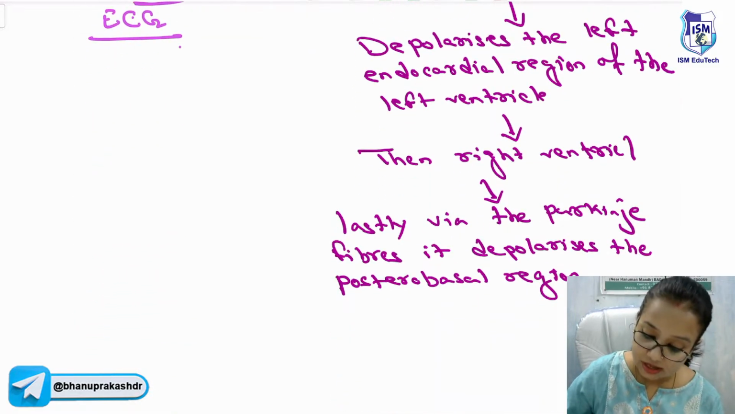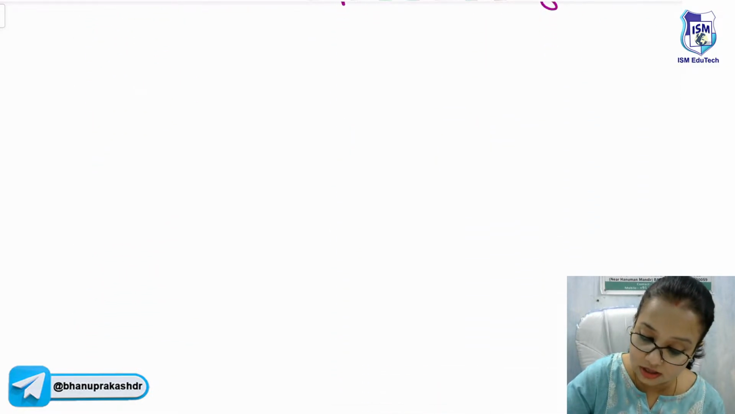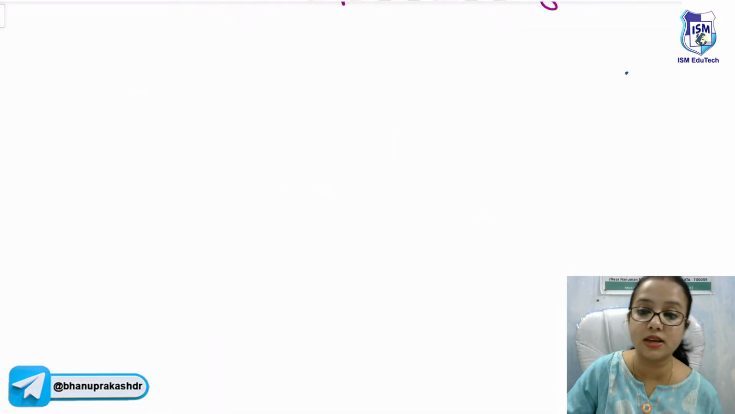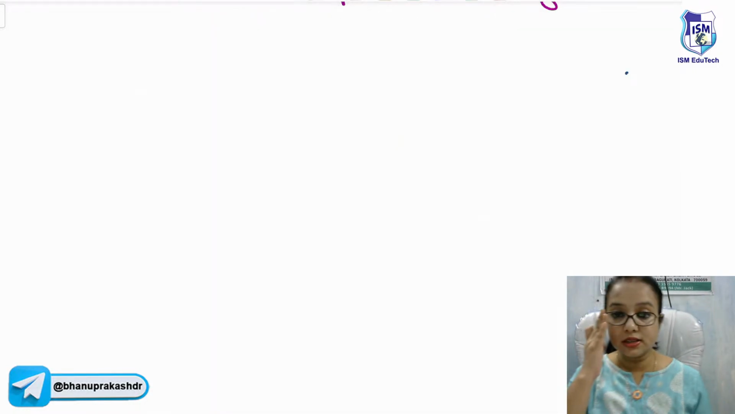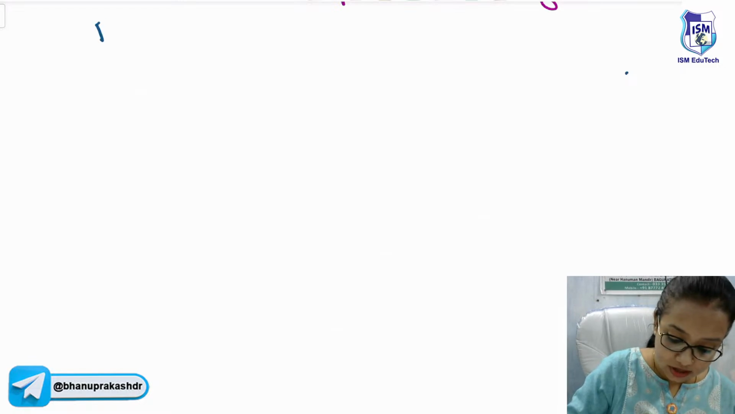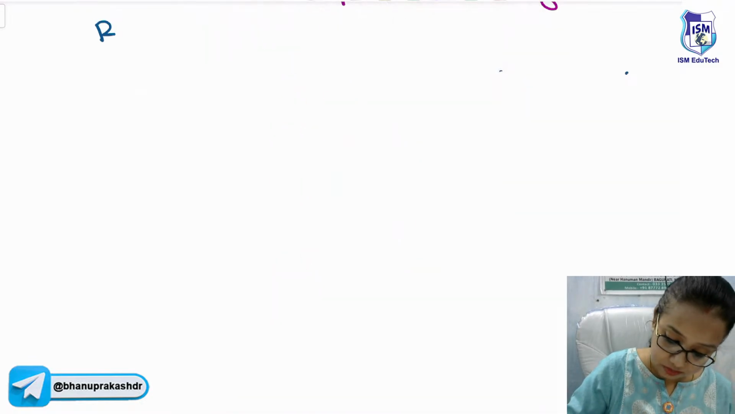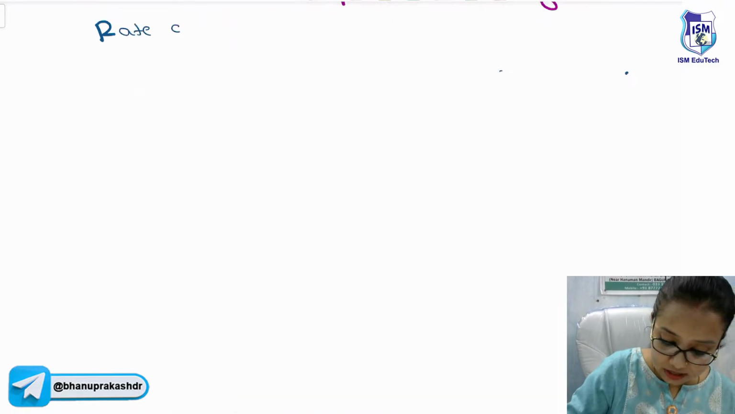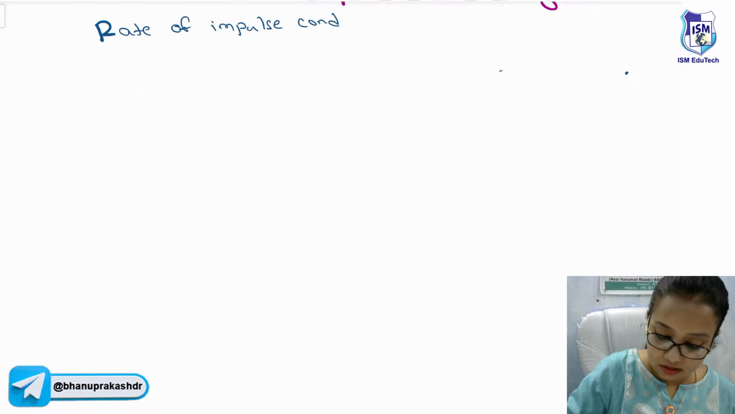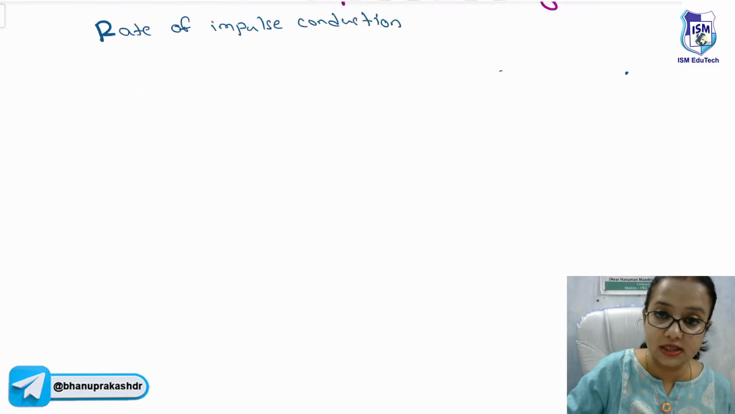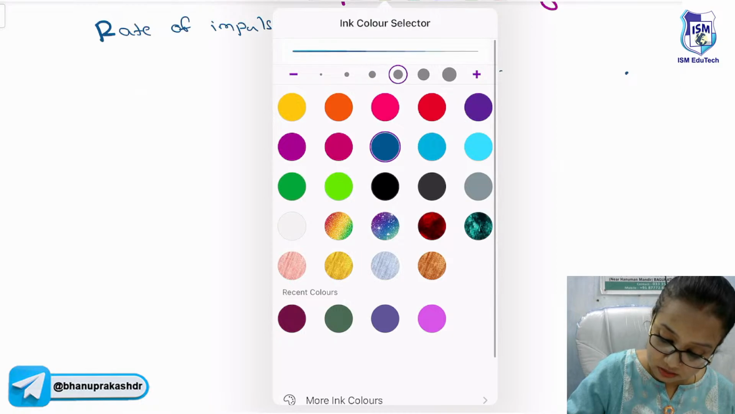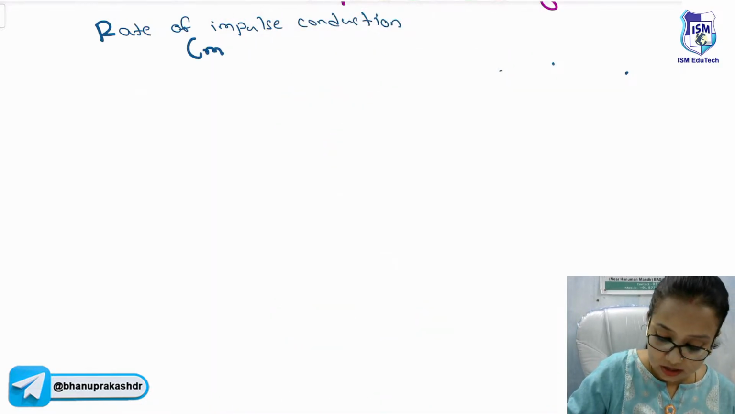Now, the speed, the rate at which this impulse is conducted is variable. It is not the same. So, if we write it, the rate of impulse conduction, basically, it is the speed of the impulse conduction in meter per second.